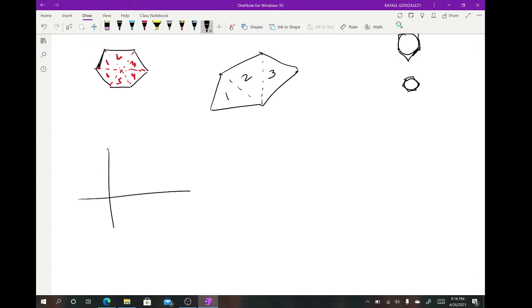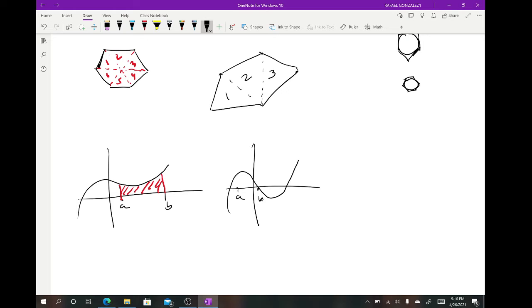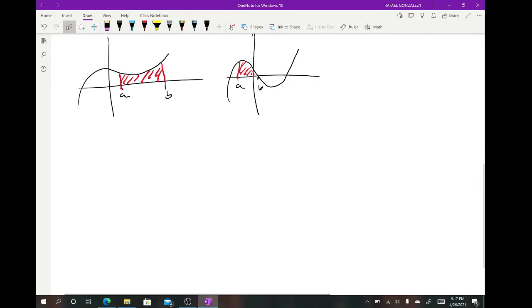Like, for example, if somebody gives you a curve that looks like this, and they ask you, okay, find the area under the curve from A to B, meaning this area right here, how would you find it? Or somebody gives you this picture, something that looks like this, and they ask you, okay, find the area under the curve from A to B here. That will be this area right here. How do you find that? So we have techniques of actually doing this.